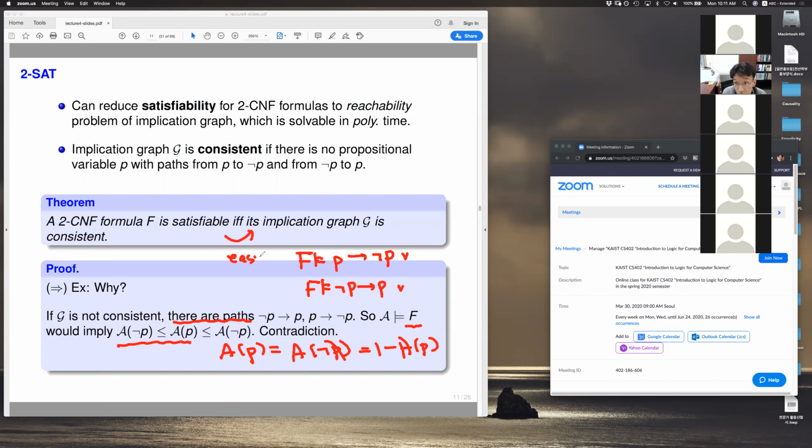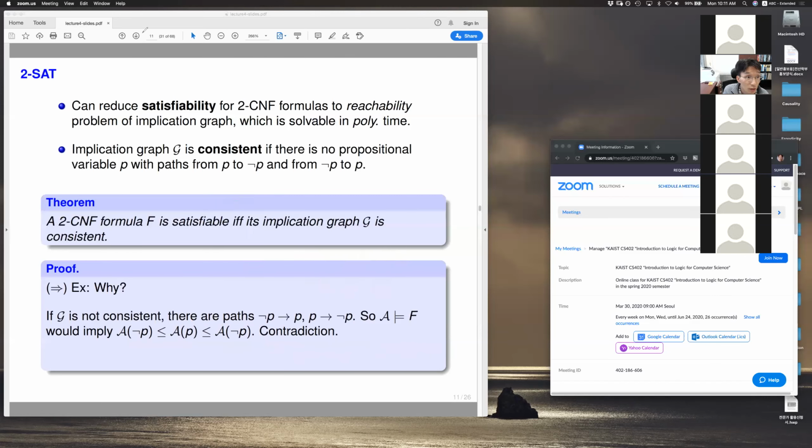In some sense, this is what we've shown. But the other direction is a little bit difficult. It involves some algorithm, so that's what we'll focus on. I will say a few words about this, and then I will continue next week.